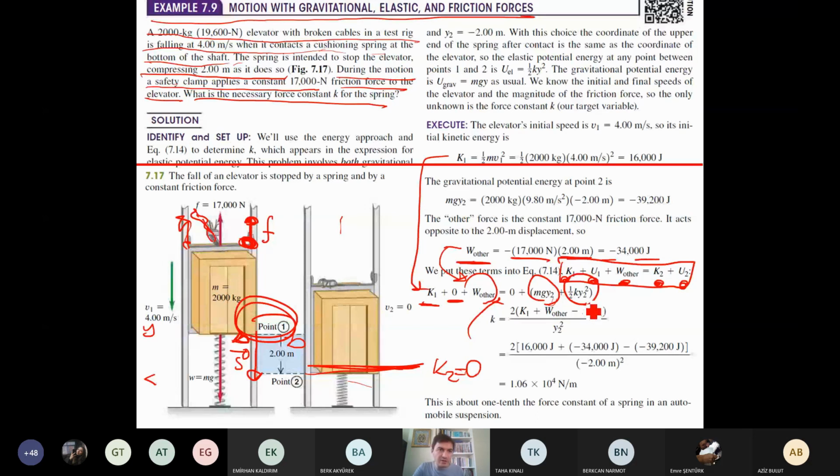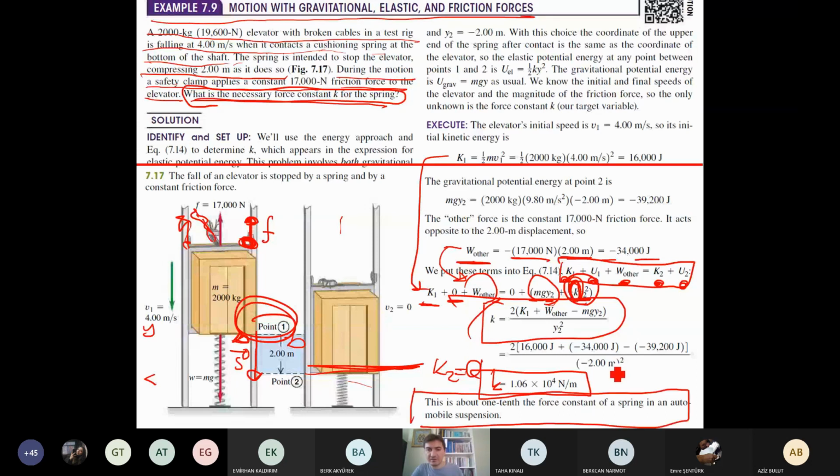I know y2, I know mg, and k is unknown, okay? And in the question, what is the necessary force constant for the spring? So if I take this K from this equation, then I can calculate the force constant, 1.06 times 10 to the 4 Newton per meter, and this is about 1/10 of the force constant of a spring in automobile suspension. We have given this information for automobile suspension systems. It is on the order of 10 to the 5 Newton per meter.